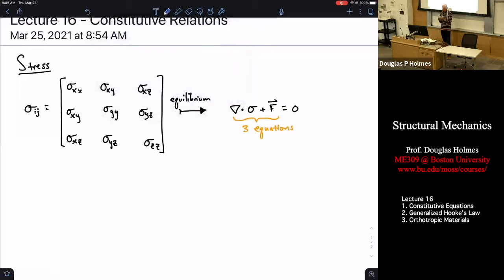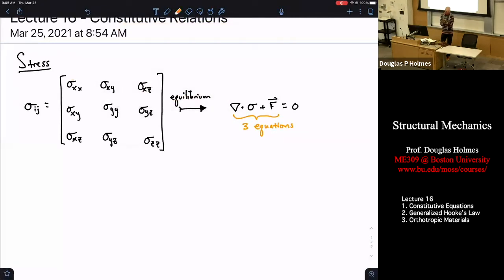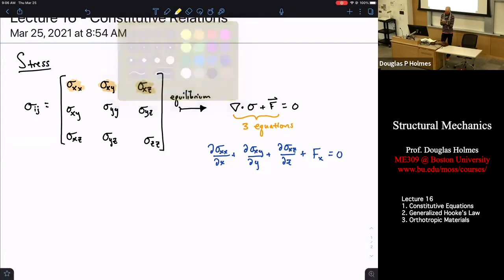And those three equations look like this. We're going to first take the top row of this thing. Our divergence tells us that we should be able to take the derivative of sigma xx with respect to x plus sigma xy with respect to y plus sigma xz with respect to z. We have to add to that the force. In this case, if you notice, I picked all the ones that have x, so x, x, x. And so this would be the body force in the x direction equals zero. We can keep going. I said there's three equations.